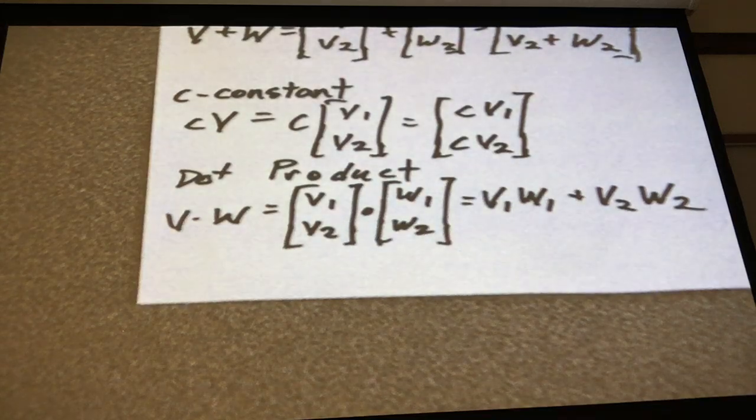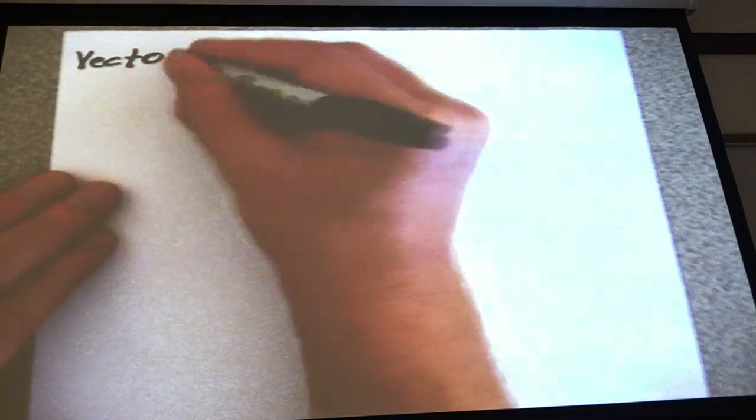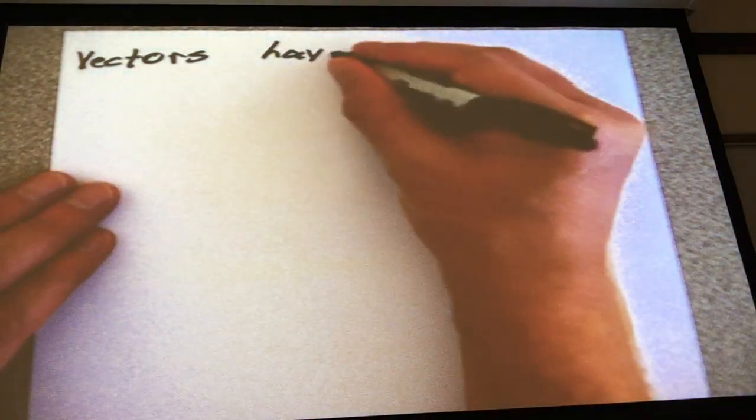All right. And so, all right, just to quote Despicable Me: so what is a vector? Vectors have direction and magnitude.